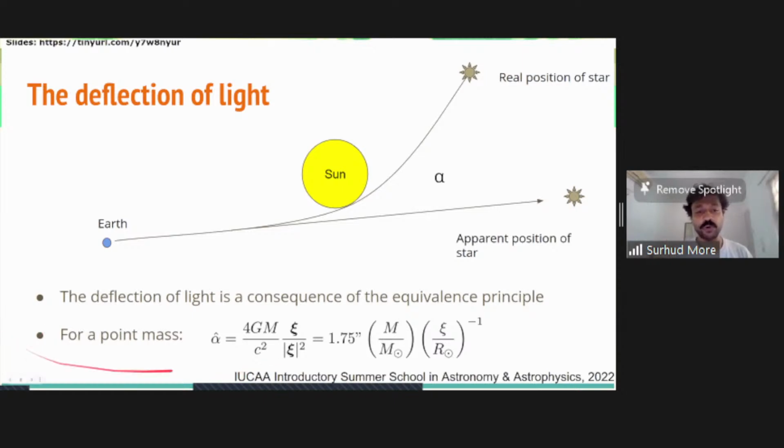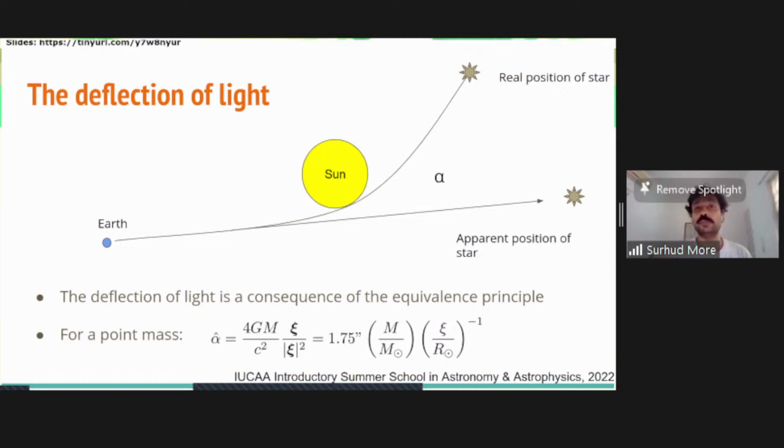Right? So for a point mass, he got this particular formula. So you plug into the equation the values for the mass of the sun, the gravitational constant, the speed of light, as well as the impact parameter. In this case, the impact parameter that he considered was the radius of the sun. So when he put those numbers in, what he gets out is that the deflection should be about 1.75 arc seconds. So this is a very small deflection, but nevertheless, it's something which is measurable.